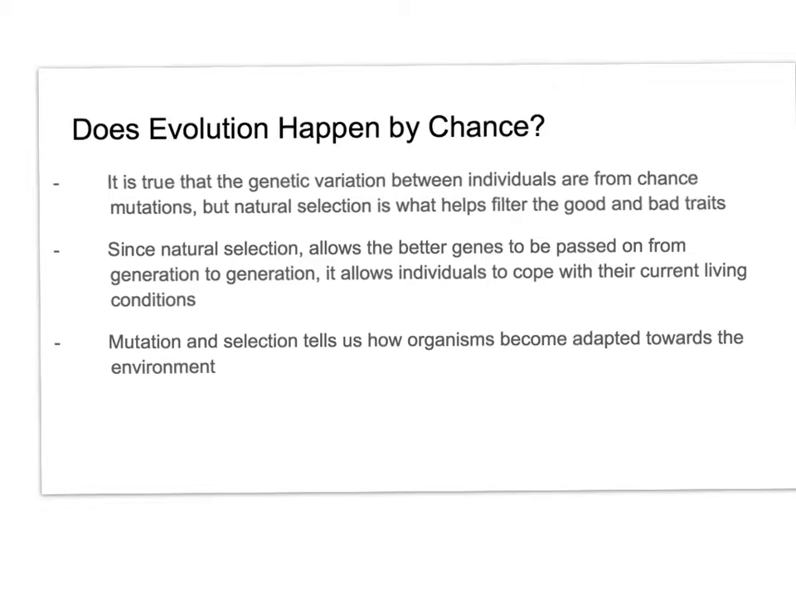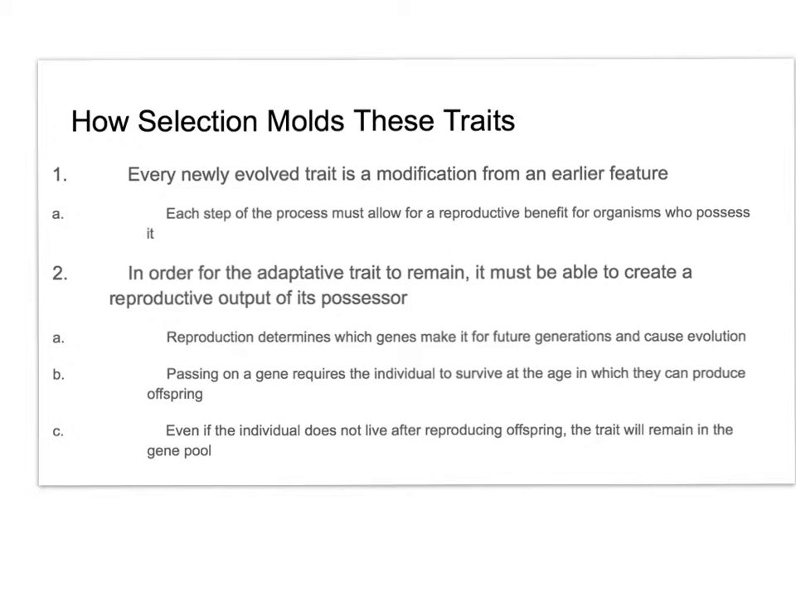Mutation and selection tell us how organisms become adapted to the environment. How does selection mold these traits? Every newly evolved trait is a modification of an earlier feature. Each step of the process must allow for a reproductive benefit for organisms that possess it. In order for an adapted trait to remain, it must be able to create reproductive output for its possessor. Reproduction determines which genes make it to future generations and cause evolution. Passing on a gene requires the individual to survive to the age at which they can produce offspring. Even if the individual does not live after reproducing offspring, the trait will remain in the gene pool.